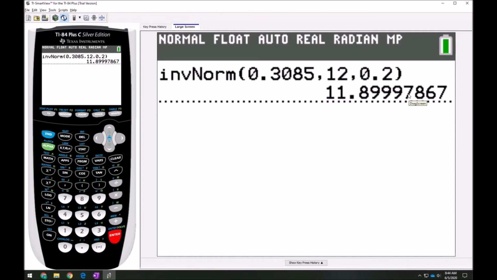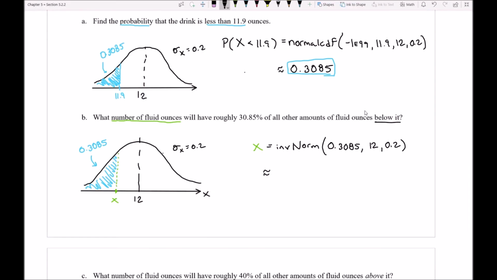11.89997. So again, that 7 is going to have to round up. But here you can see I have 8,999. And if I round that all up, that's just going to be 9,000. So my final answer does end up being 11.9000 ounces.